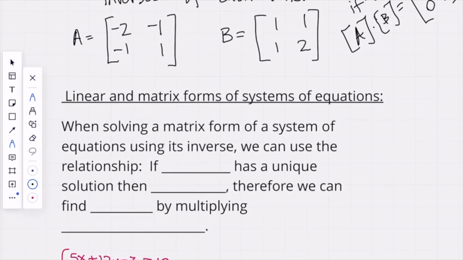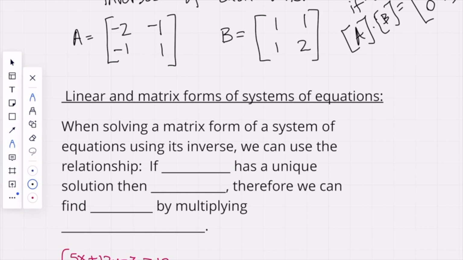Linear and matrix forms of systems of equations. When you're solving a matrix form of a system of equations using its inverse, we can use this idea. We're going to create a matrix system here in a moment.